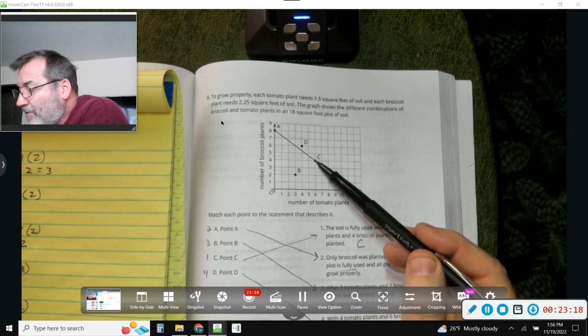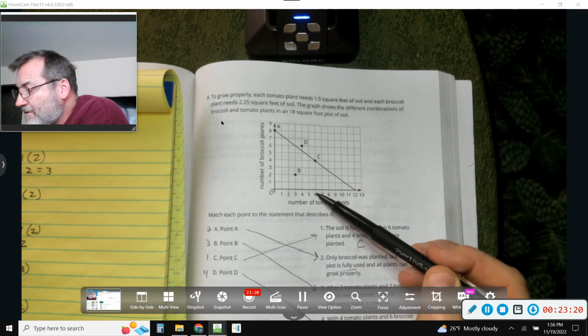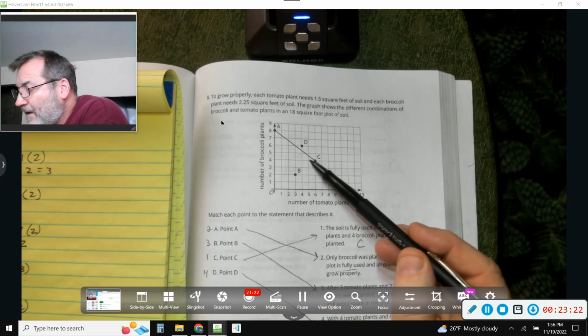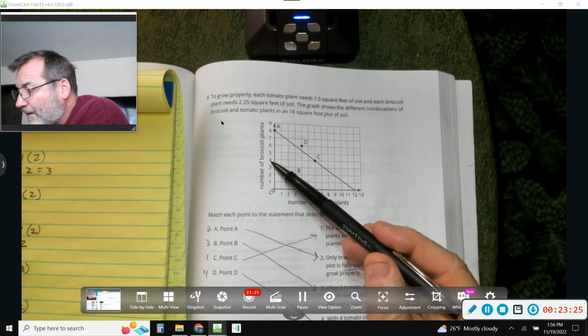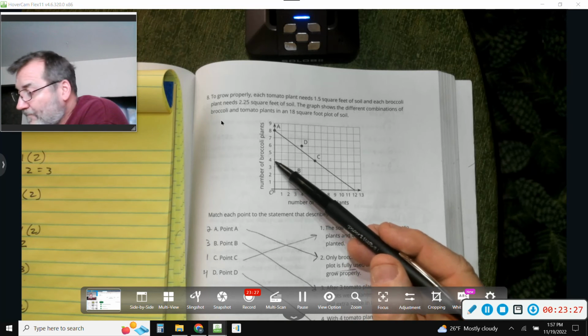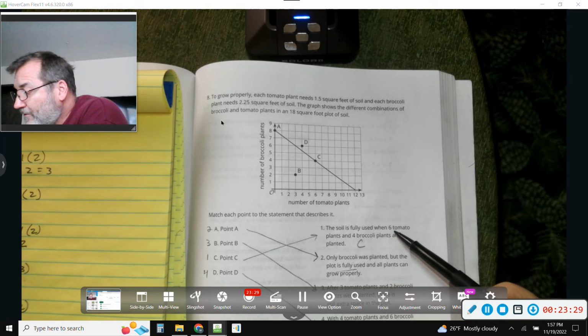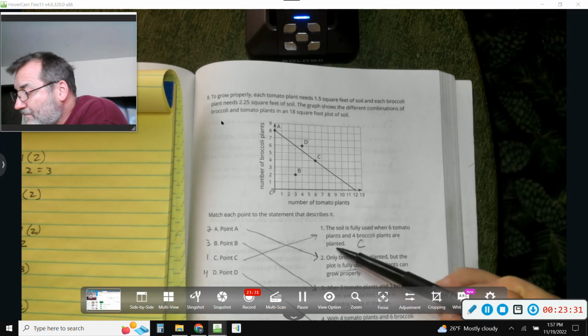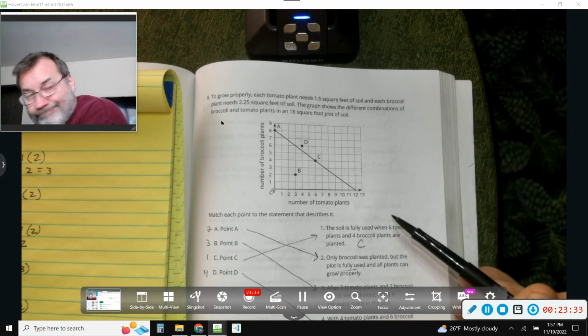Point C. Point C is on the line, and it corresponds to 6 tomato plants and 4 broccoli, and you should be fully utilized, it sounds like. So the soil is used, 6 tomatoes, 4 broccolis, yeah, and it's fully utilized.